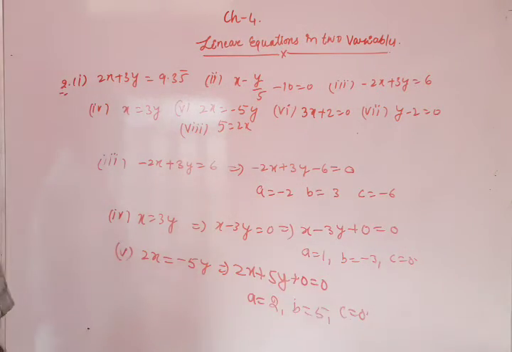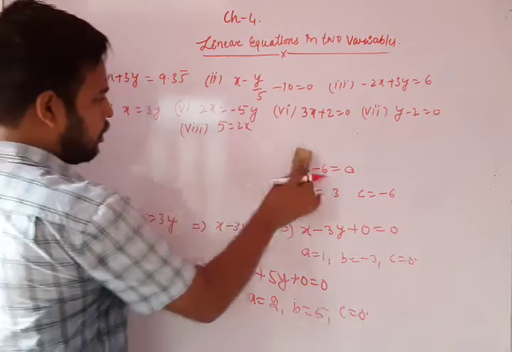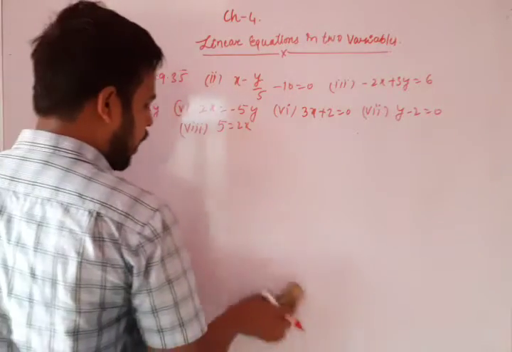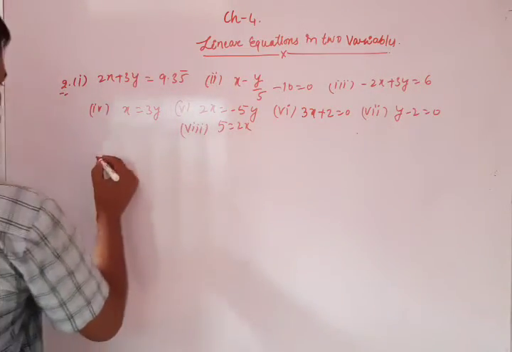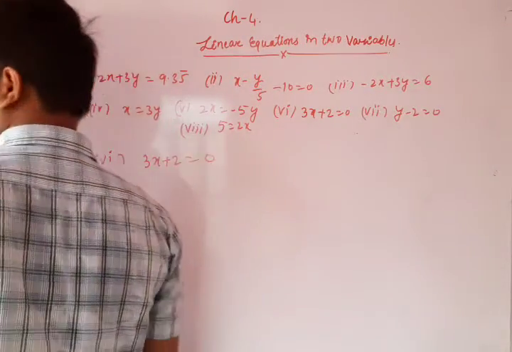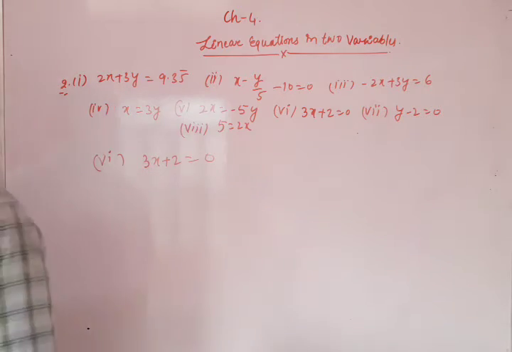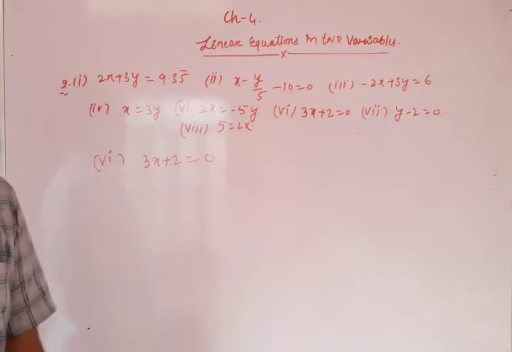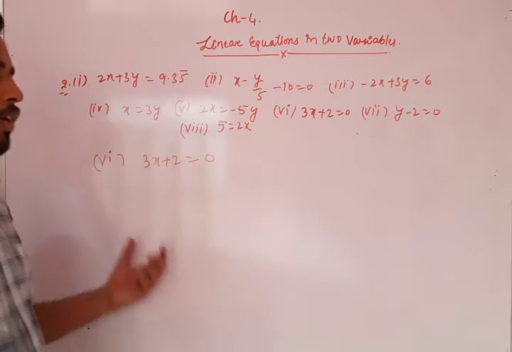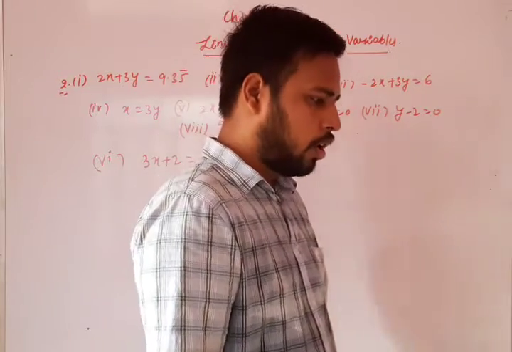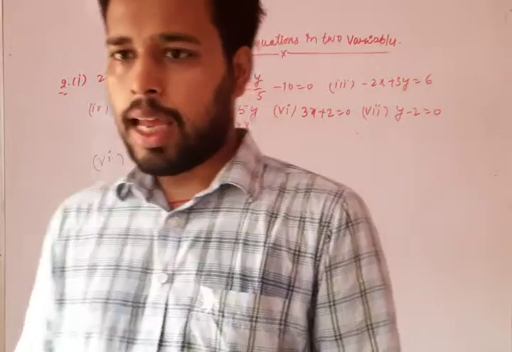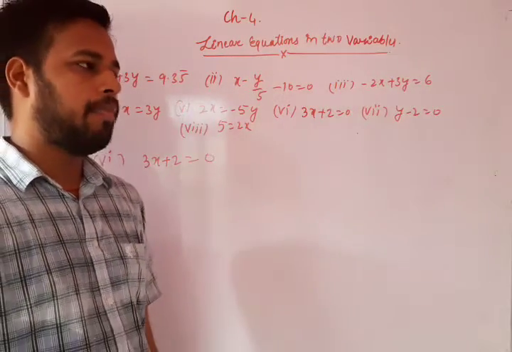Now moving to the next, question number 6. 3x plus 2 equals 0. Now in this question, what do we have? We are missing the y variable. We have only one variable. So how will we change this into two variables? Just add one variable multiplied by 0.